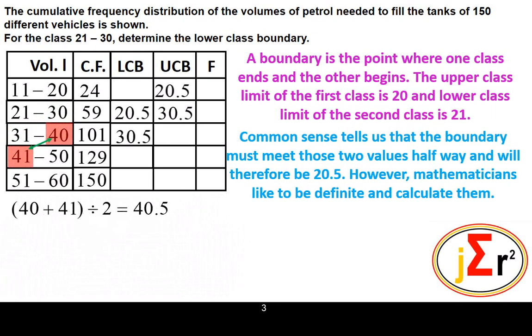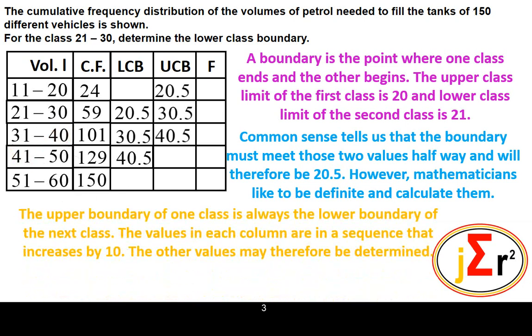So if we do this continuously, then we'll end up with all of them. But we do not need to do that, because it just makes perfect sense. And what we will realize here is that we have sequences that we can complete in order that the other boundaries may be determined. The upper boundary of one class is always the lower boundary of the next class. The values in each column are in a sequence that increase by 10. The other values may therefore be determined.